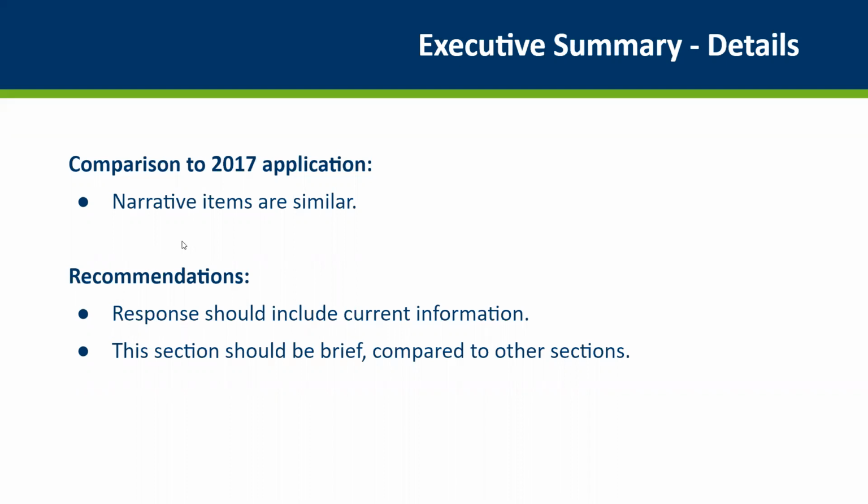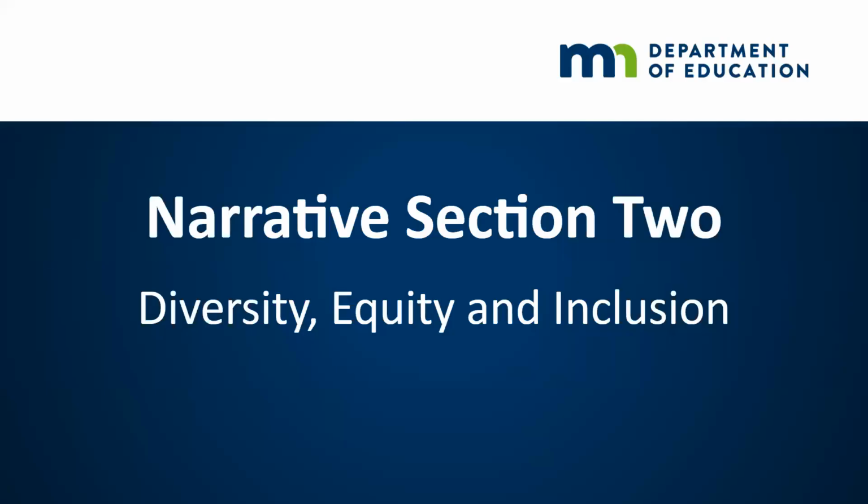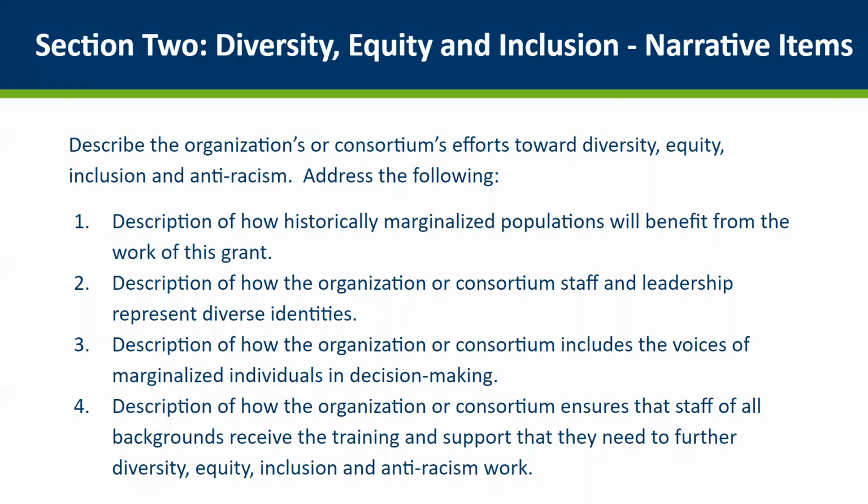So let's keep going. We talked about the first section, which is the executive summary. The second section of the narrative, section 2, is about diversity, equity, and inclusion. So on this next slide are the actual narrative items from this section. There are 4 of them. I'm going to give you a moment to skim over those. I'm not going to read them to you, but I'll pause for a second.